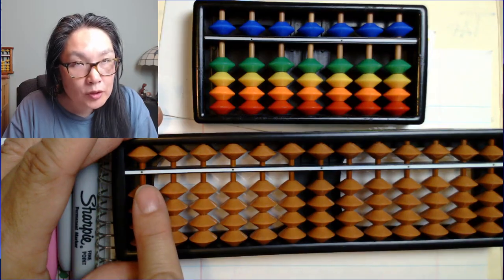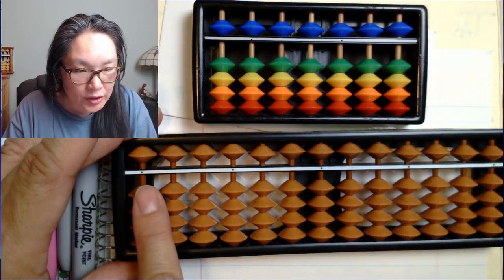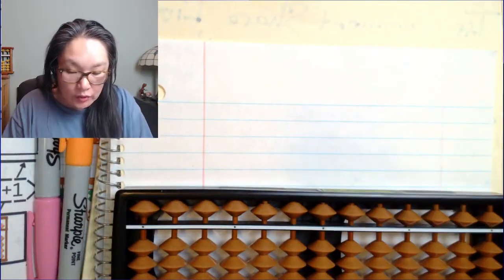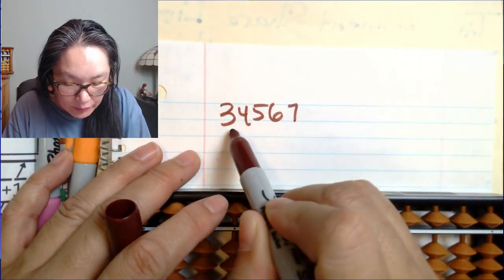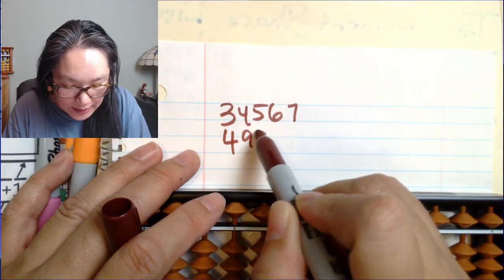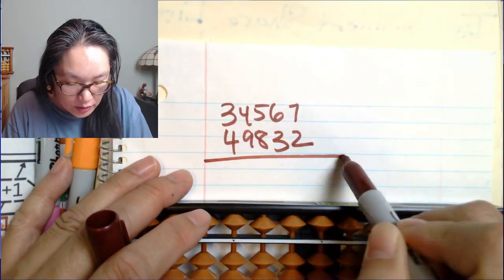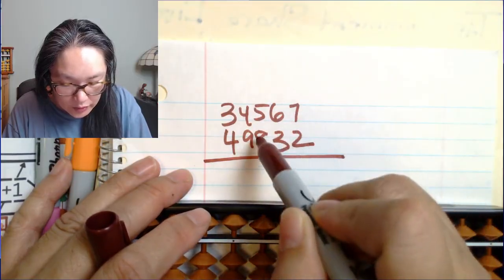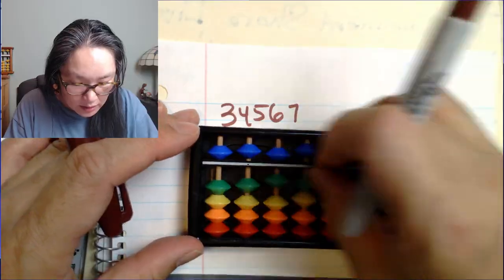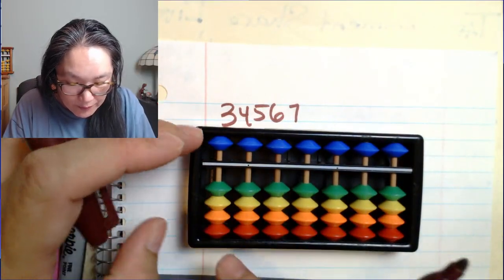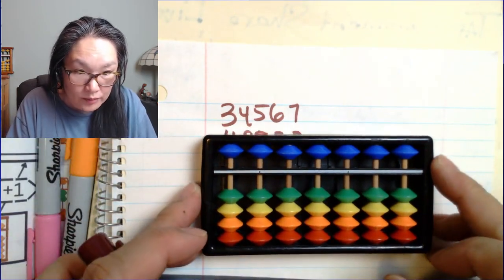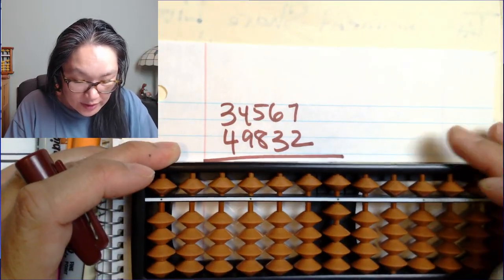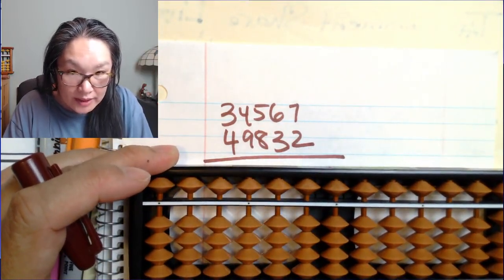It will not fit multiple problems. It will fit multiple digits. So you can have as many digits as this holds. So let's say we had 3, 4, 5, 6, 7 plus 4, 9, 8, 3, 2, right? So 1, 2, 3, 4, 5. If we did it here, 1, 2, 3, 4, 5, it might be a little questionable because we don't have any more beads over here, right? We don't have any more columns. So that's why I would switch to this one because I have more columns I would need to use.